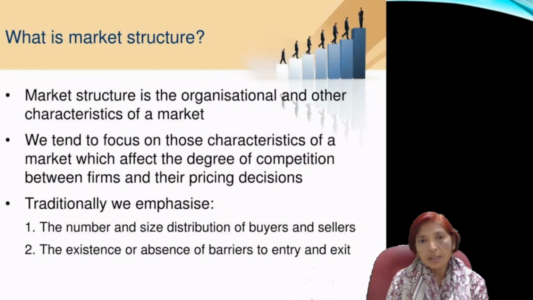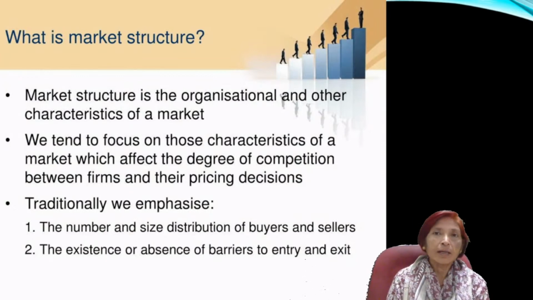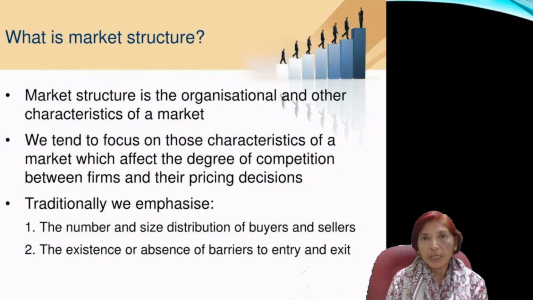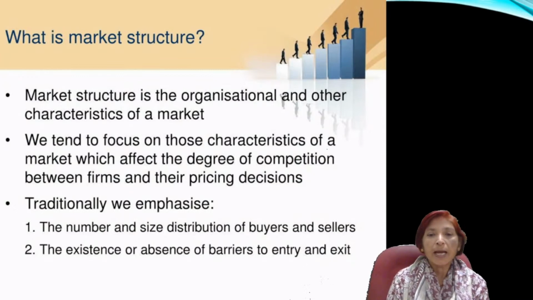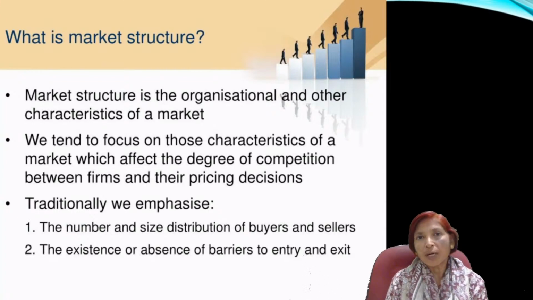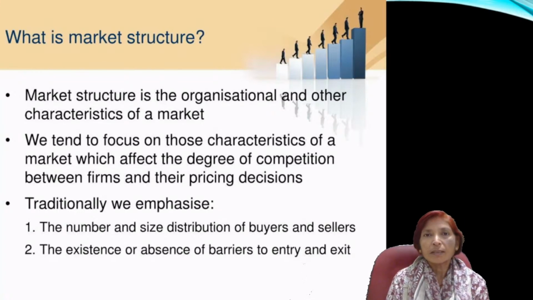We tend to focus on those characteristics of a market which affect the degree of competition between firms and their pricing decisions. In a perfect competition market, there is no such competition in price because the firm is a price taker, not a maker. And in a monopoly market, only a single seller exists. So the monopolist always decides the price of the product, and no one else can interfere in their decisions related to price and output.